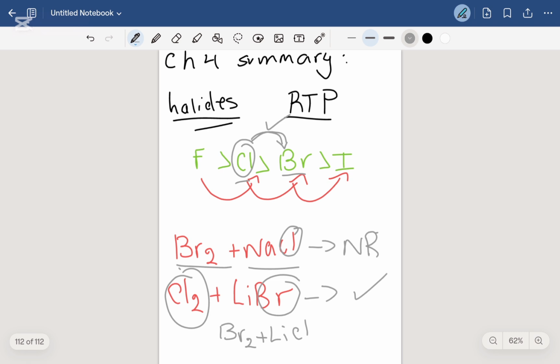Alright, so for the halides, just memorize in order Fickelbrie. And for example, F can displace Cl, Br, and I. Cl can displace Br and I. And Br can only displace I. That means I is the weakest halide and cannot displace anything.